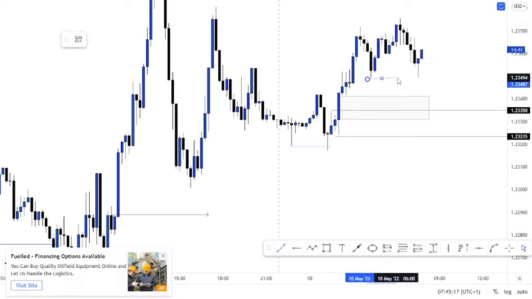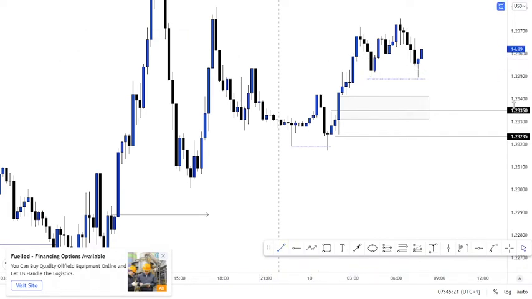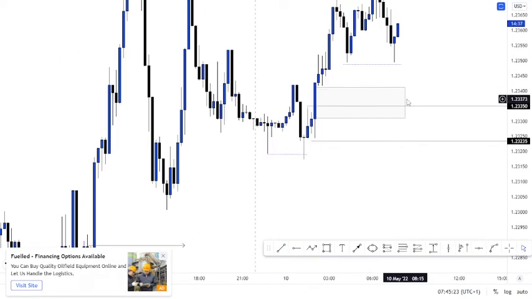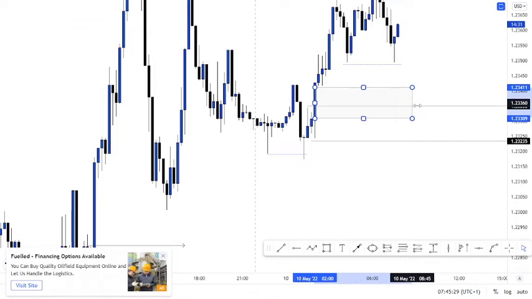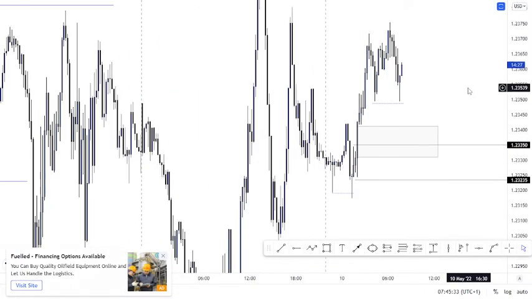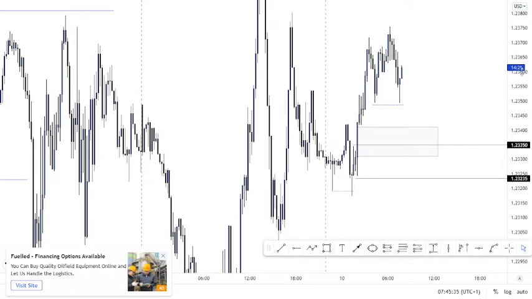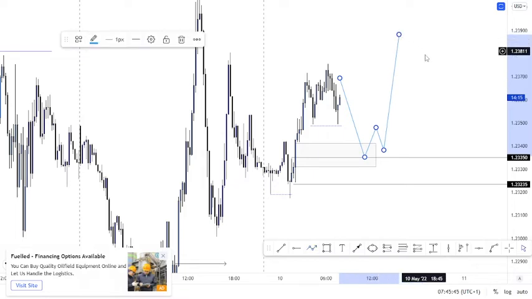I'm waiting to see price coming back to take out this liquidity which price has created for me here. If I can see price trade into this region around 1.23350, if I can see price trade back into that region, that is where I will be looking for a long opportunity. So this is what I'll be looking out for.